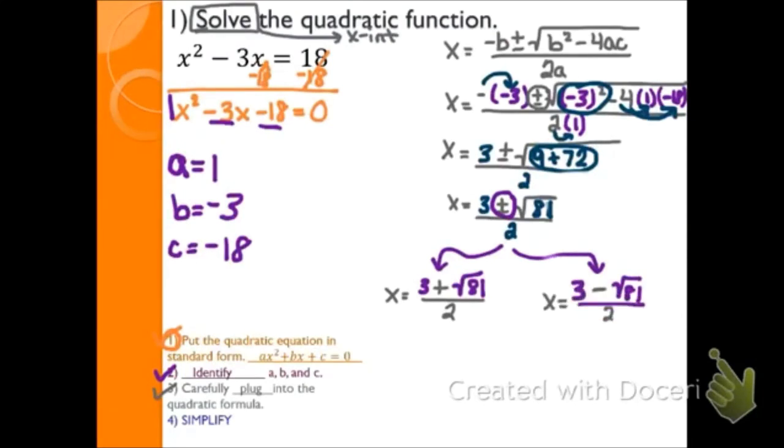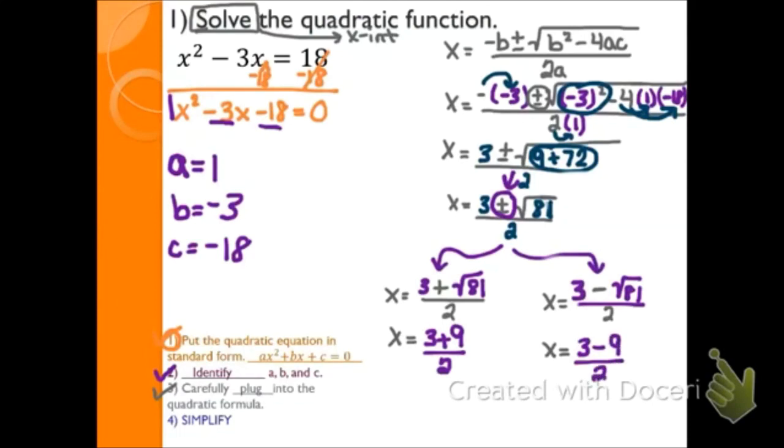So if you notice, that plus or minus here just means that I'm going to have 2 equations. I'm going to have one with the plus sign in between the 3 and the square root of 81, and one with the minus sign. Okay, so now I can continue simplifying this. I get x is equal to 3 plus the square root of 81 is 9, so 9 divided by 2. On the other side I get x is equal to 3 minus the square root of 81 is 9, so I put 9 all over 2.